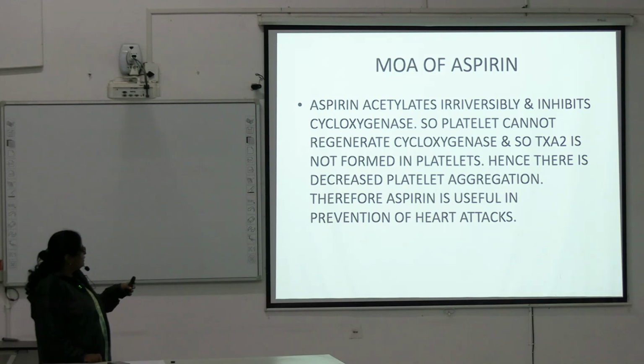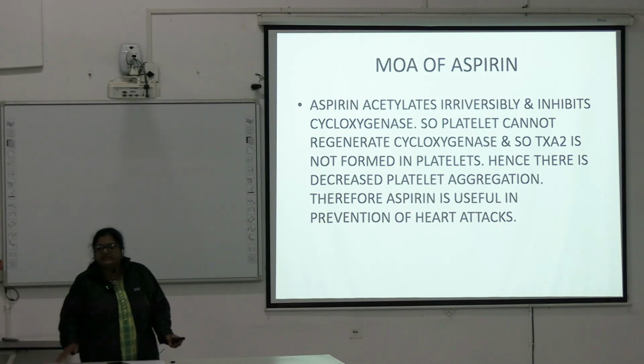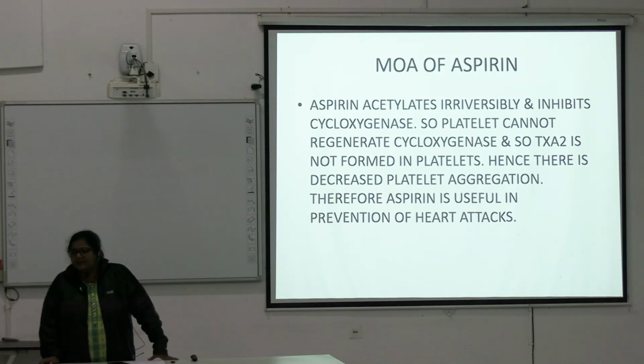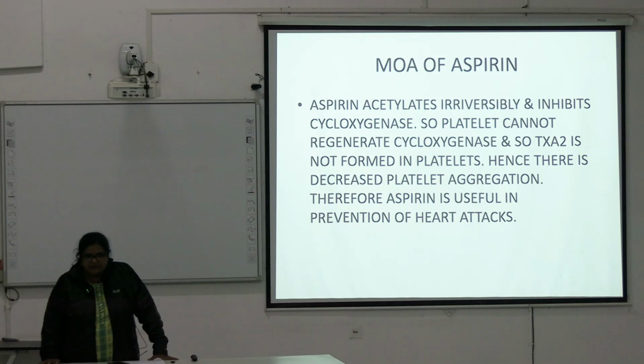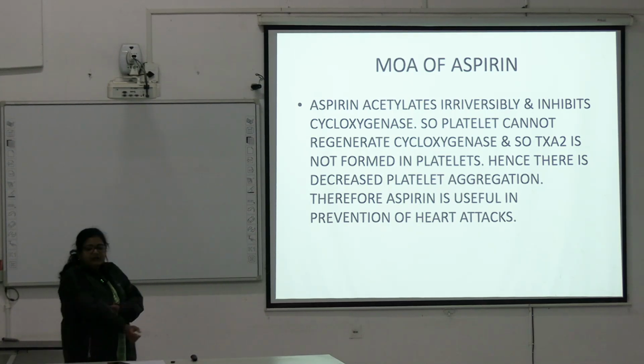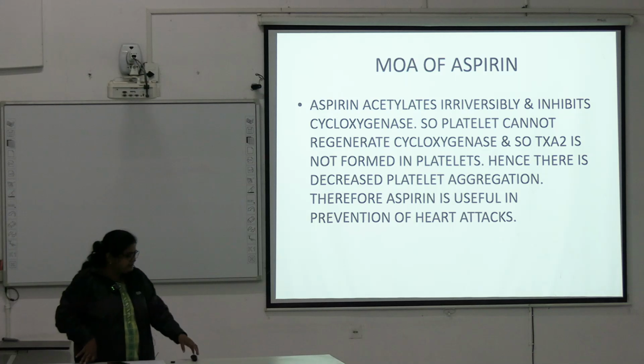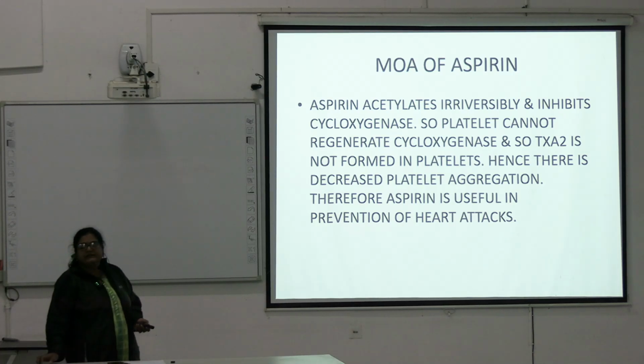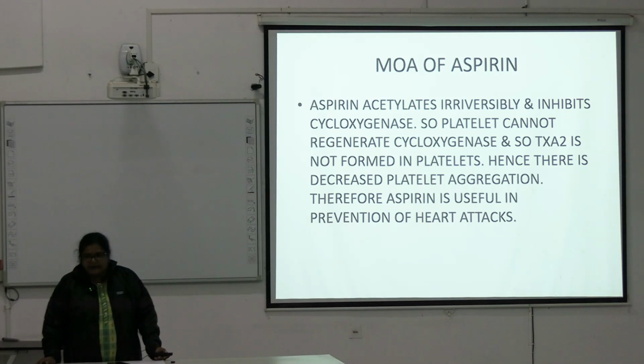So, thus, therefore, aspirin is useful in prevention of heart attack. If a patient comes with chest pain and you found that the troponin is positive or the patient has a heart attack, you should advise aspirin as soon as possible. How will this aspirin act? It will inhibit the cyclooxygenase irreversibly and thus inhibit the production of thromboxane A2 and thus prevent the platelet aggregation.